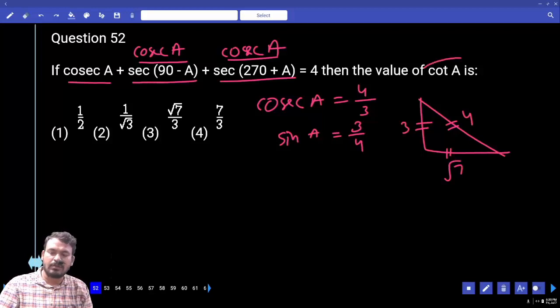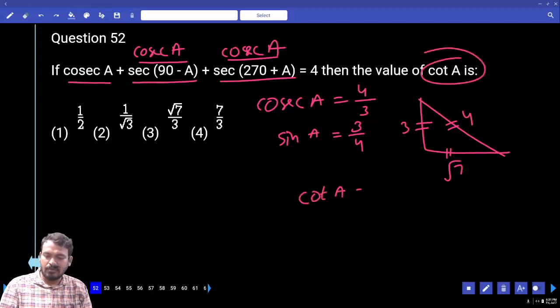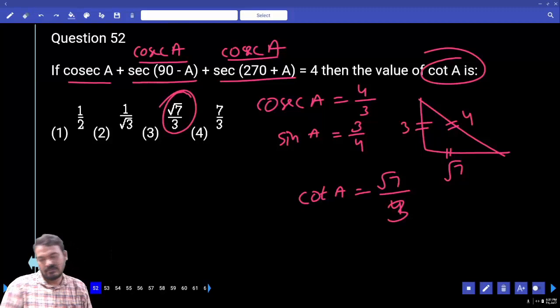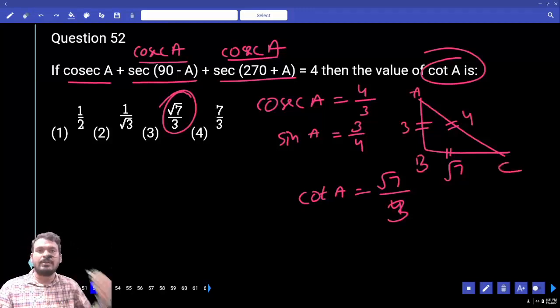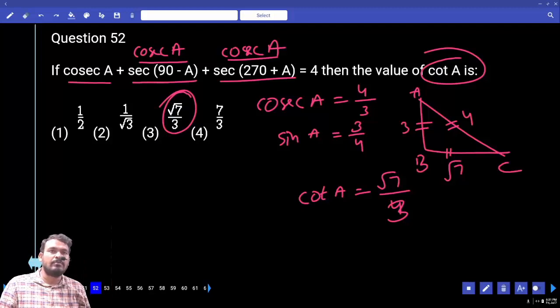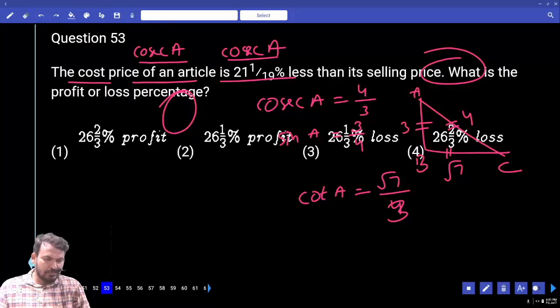What is the question here? Cot A. Cot A means, what is the answer? Root 7 by 3 or 4? 3. A, B, C. Then we write BC by AB. What is the BC value? Root 7. What is the AB value? 3. Next, question number 53.